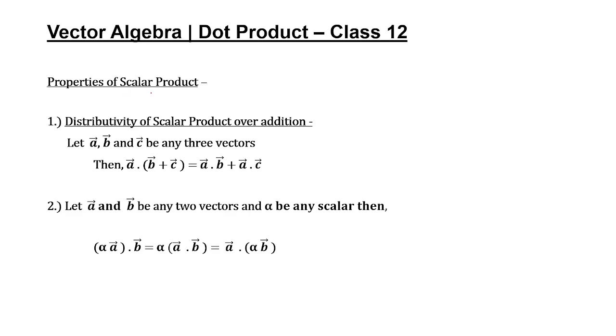Next is properties of scalar product. First is distributivity of scalar product over addition. So it is similar to the distributivity property of multiplication over addition. If A, B, C are three vectors, then A dot (B plus C) is equal to A dot B plus A dot C.